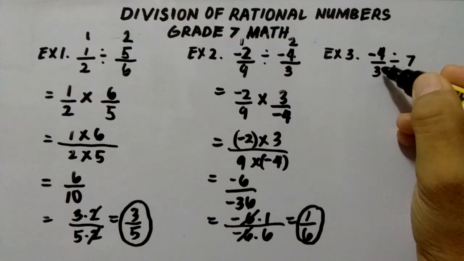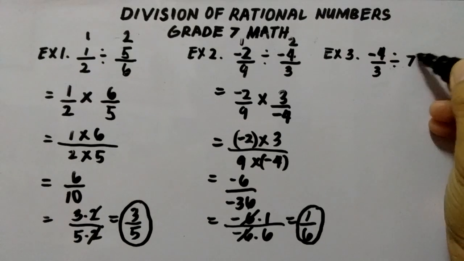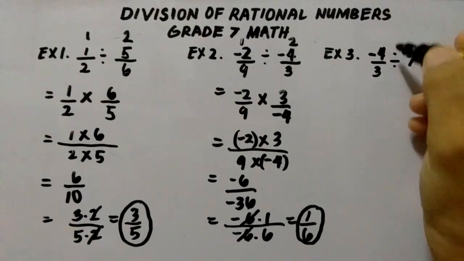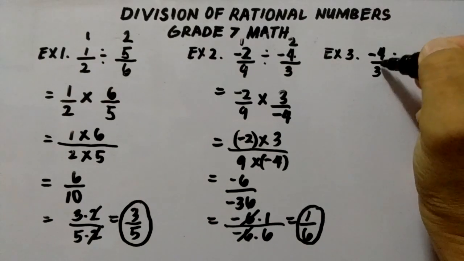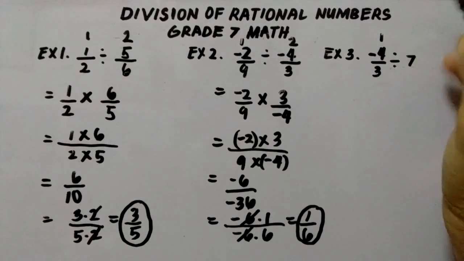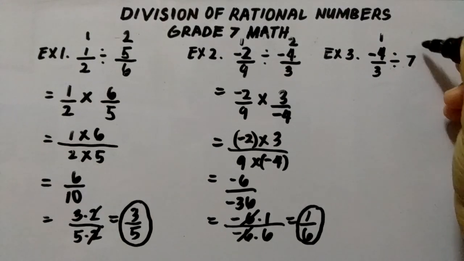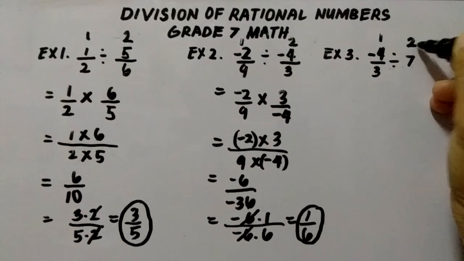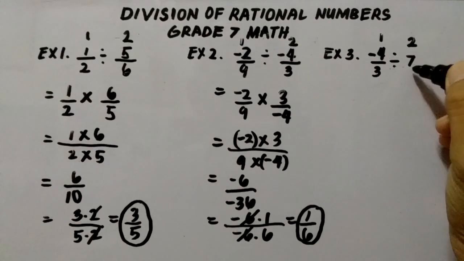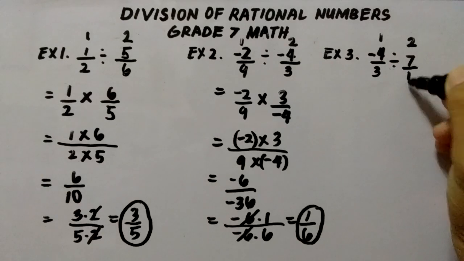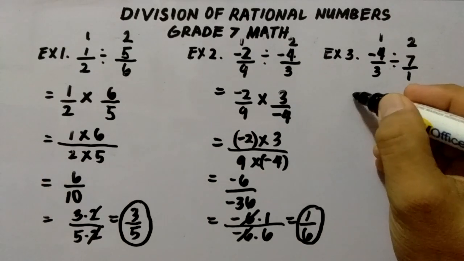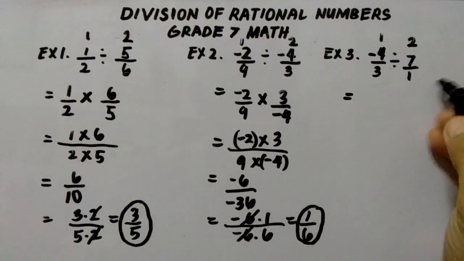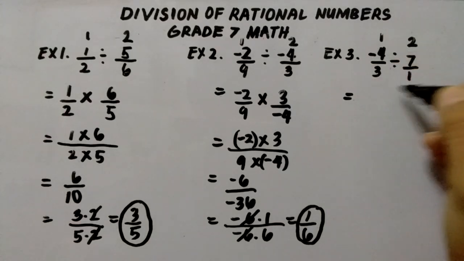Okay, so example number 3. So, we have negative 4 over 3 divided by 7. Then, let's assume negative 4 over 3, our first fraction. Then, 7, the second fraction. Actually, ito pong 7, meron pong over 1 yan dito. Okay? So, equals. Okay? So, apply the 3 steps.